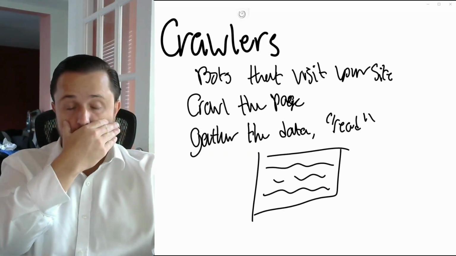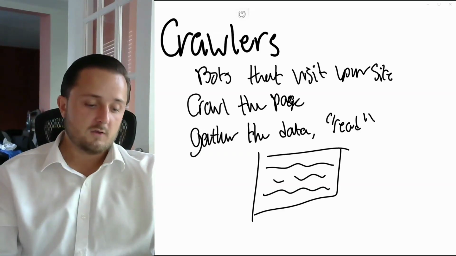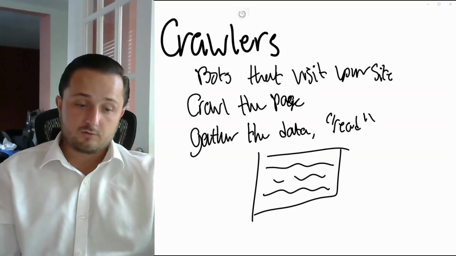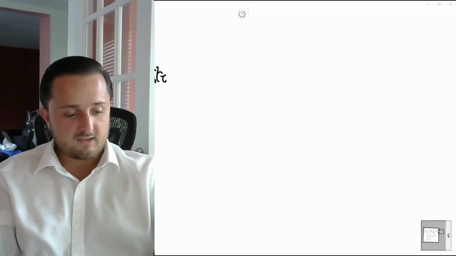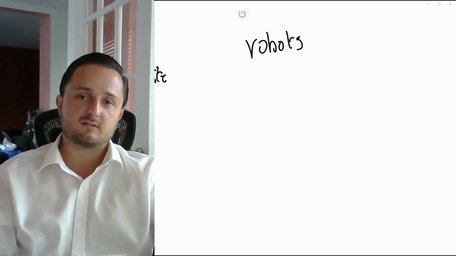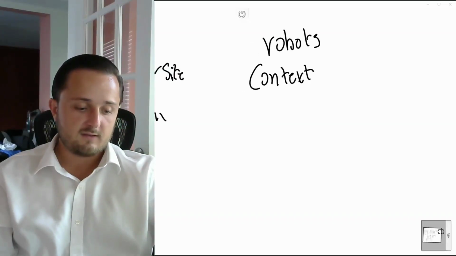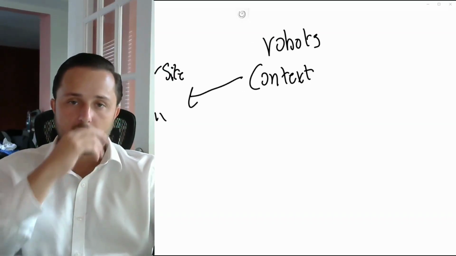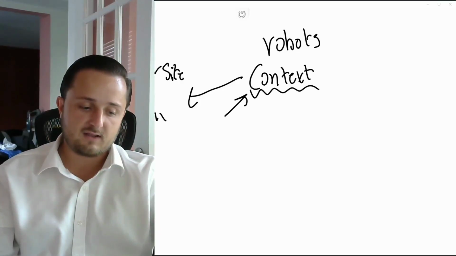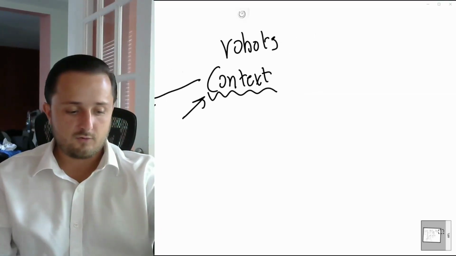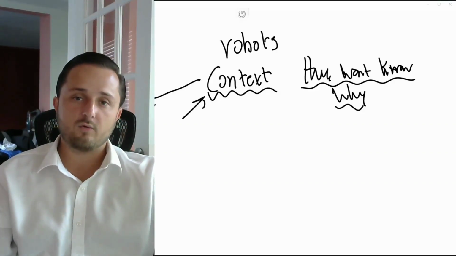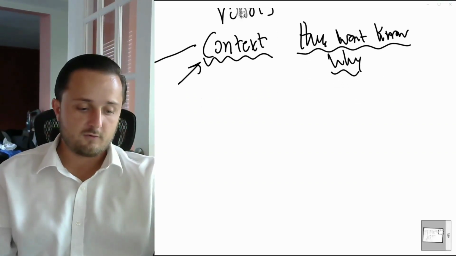Now, Google and these crawlers do not read like we do. These crawlers, these robots, when they come and visit your site, they have zero context. So what does that mean? No matter why you created a page, they will never know why. They'll never have any context. They will only see the data, take the data, and try to figure out what the data is saying to them.